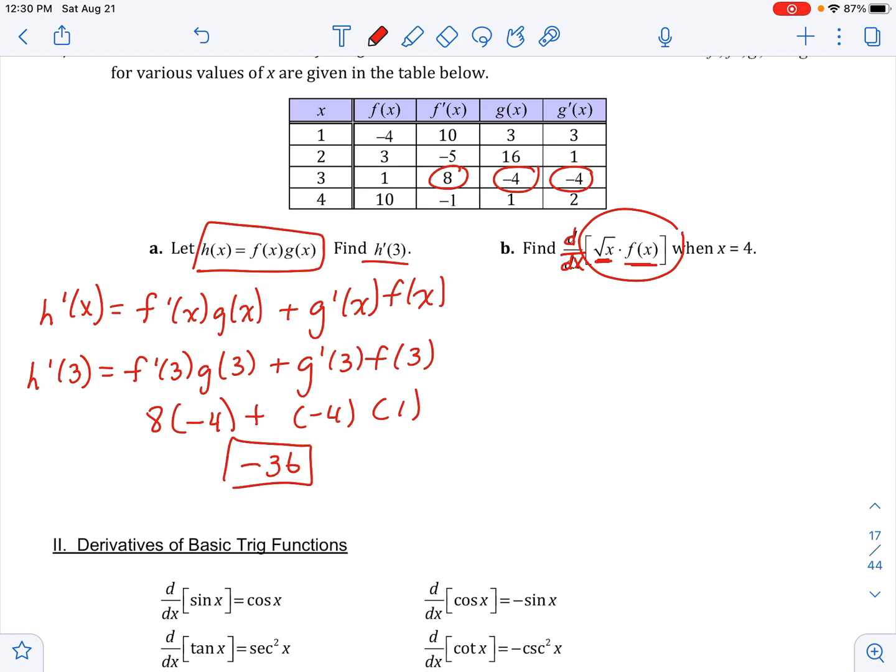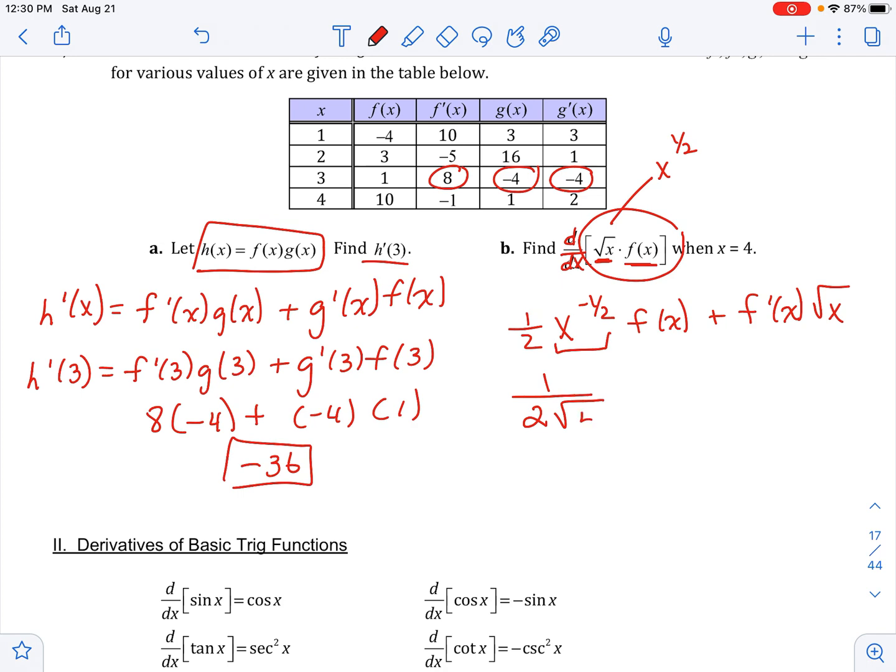So the derivative of the first is, remember this is really x to the 1/2, so 1/2 x to the -1/2. So derivative of the first times the second plus the derivative of the second times the first. Now I'm going to go ahead and plug in the 4, and I want to clean things up. So this is really 1/2, and this is the same as square root of x in the bottom.